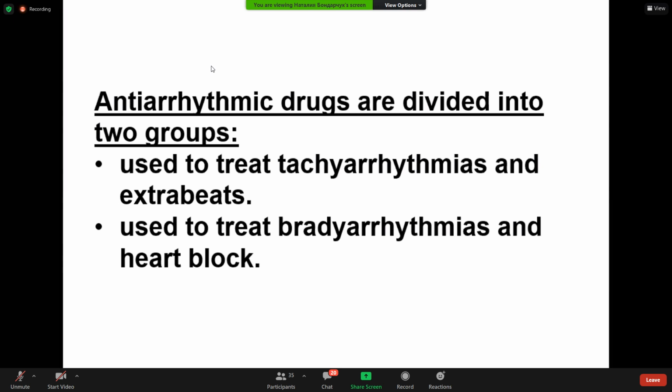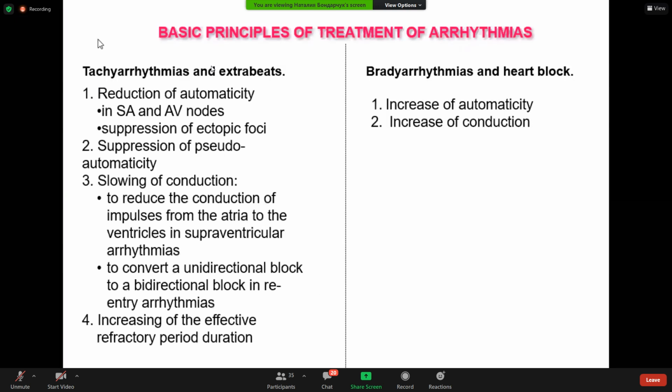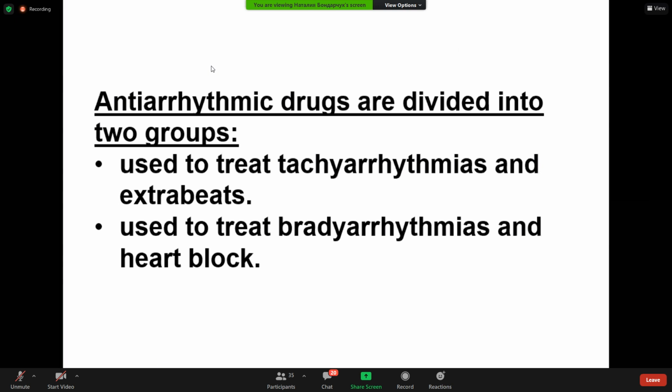So, antiarrhythmic drugs are divided into two groups. The drugs which are used to treat tachyarrhythmias and extra beats or premature beats, and the drugs that are used to treat bradyarrhythmias and heart block, according to the titles in the treatment of basic types of arrhythmias.